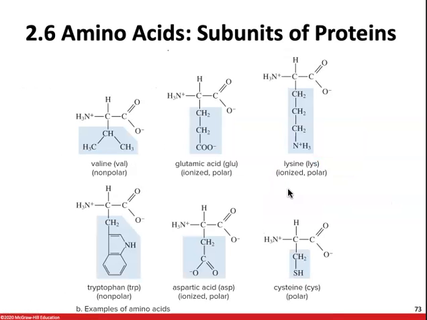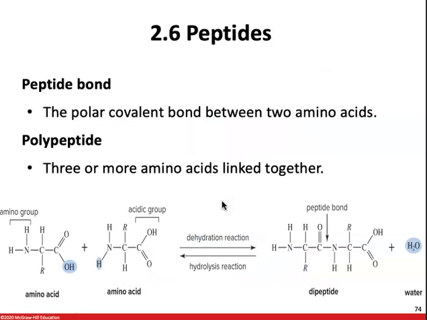Here's an example of some various amino acids. Each amino acid is going to have its own particular properties. Some will be nonpolar, some are going to be polar, some will be ionized, some will have positive charges, some will be negatively charged, some will be hydrophobic, hydrophilic. All of these different traits are going to play a very important role in the overall shape, structure, and function of the protein.